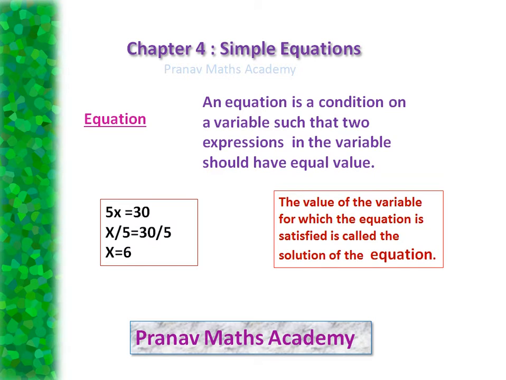Chapter 4, Simple Equations. An equation is a condition on a variable such that two expressions have the same value. For example, consider the equation 5x equal to 30. Here x is the variable, the unknown value. Here divide both sides by 5. We get 5x by 5 equal to 30 by 5. That is equivalent to x equal to 6. Value of x equal to 6. The value of the variable is known as the solution to the equation.